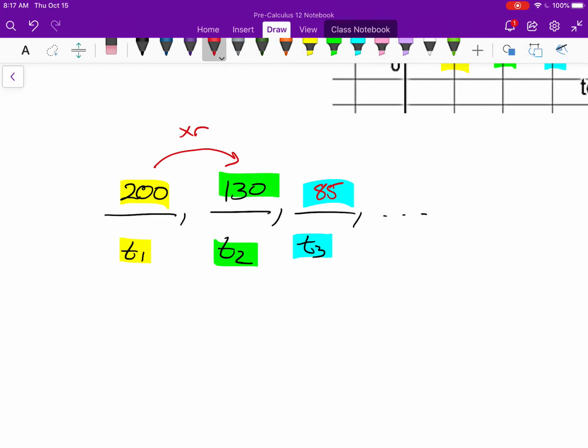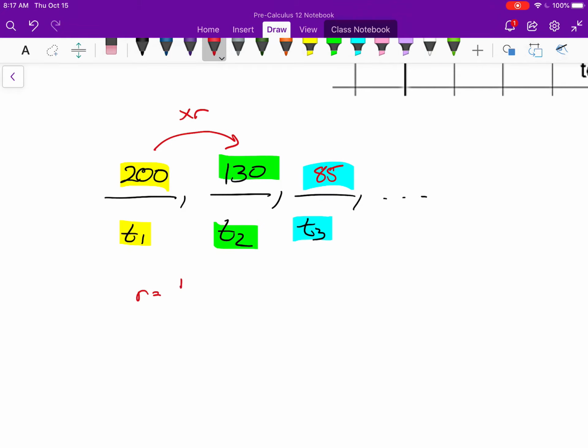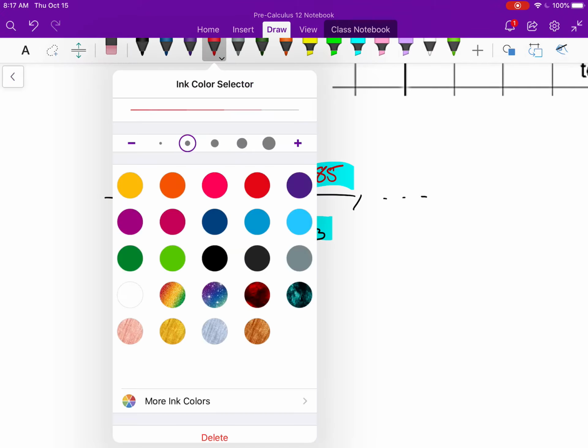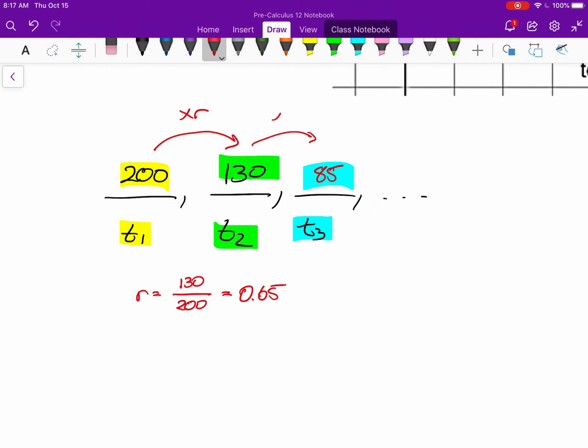200 times what equals 130? Pretty easy to figure out, though. That's the same as 130 divided by 200, which comes to 0.65. And so my common ratio seems to be about 0.65. If it's not 0.65, I know it's very, very close. And if I take 130 and multiply by 0.65, I get about 84.5. So I feel very confident about this common ratio of 0.65.